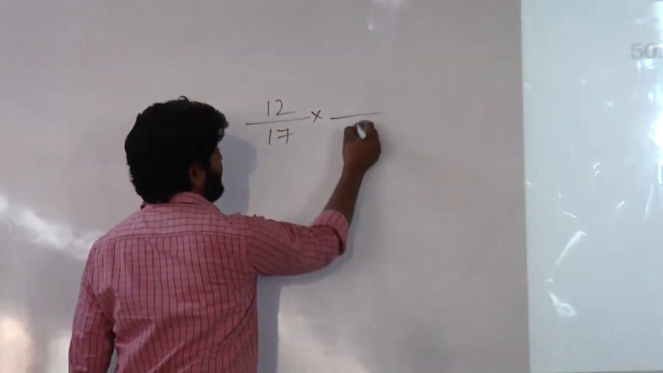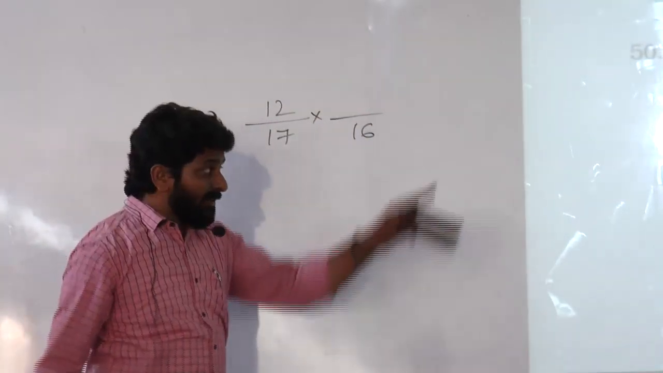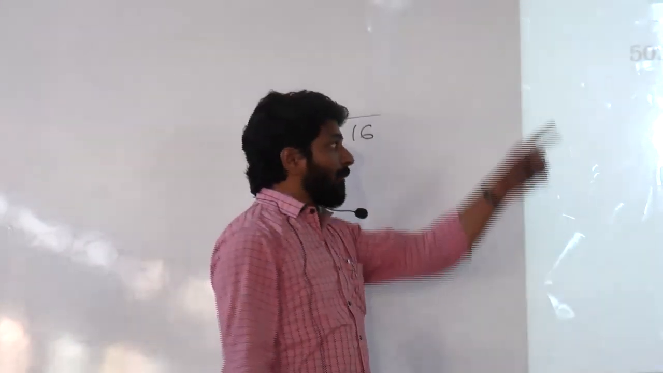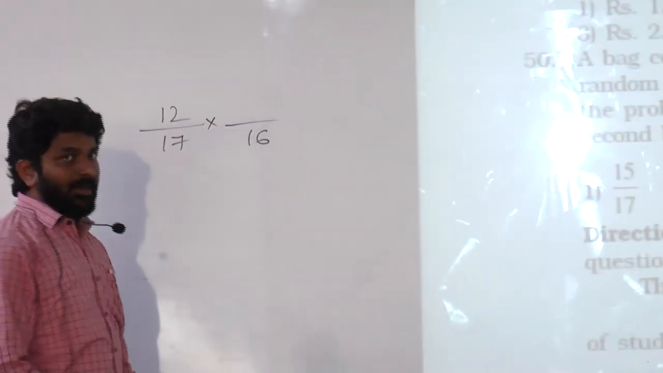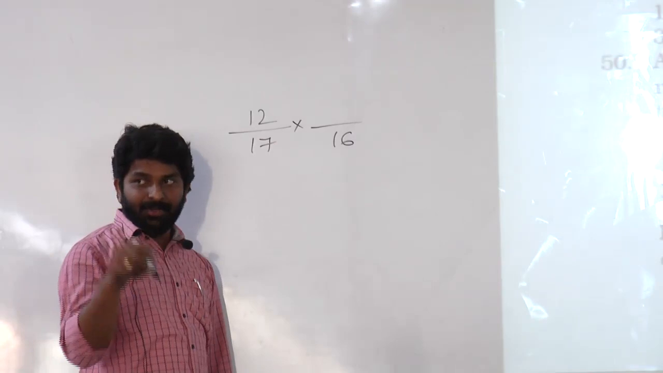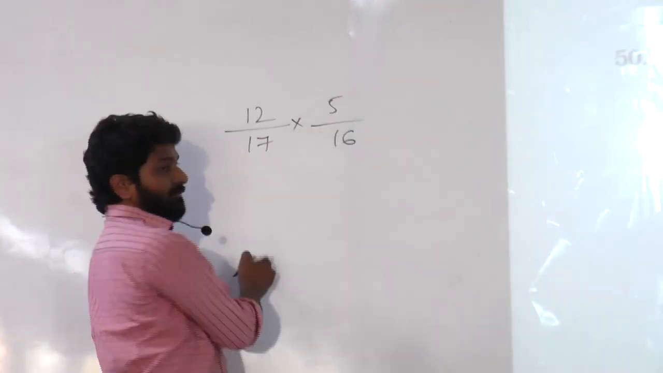And how many remaining balls do we have? 16. And the second ball should be green. How many green balls do we have? 5. Now we need to get 1 out of 5 balls. 5 C1. 5.